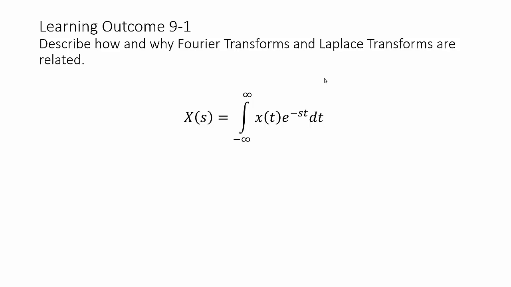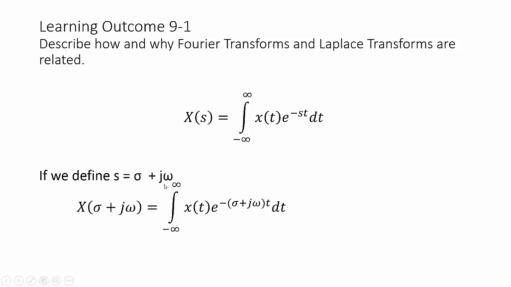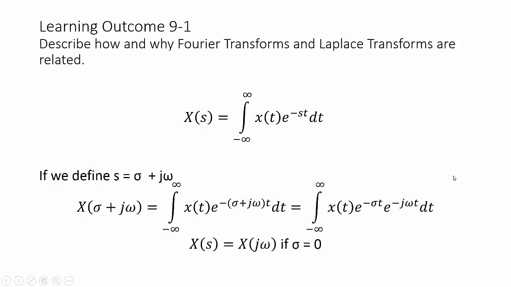So let's consider this integral. If we look at s, I said it was a complex number. It's going to have a real part and an imaginary part. We substitute that in for our s. We can then break up that exponential into having the real exponent and the complex exponent. Note that if sigma is equal to 0, then we only have the complex exponent, and that's going to be identically the Fourier transform. We're going to use this in a later learning outcome when we talk about how to get an approximation of the magnitude of the Fourier transform from the Laplace transform in a pole zero plot.